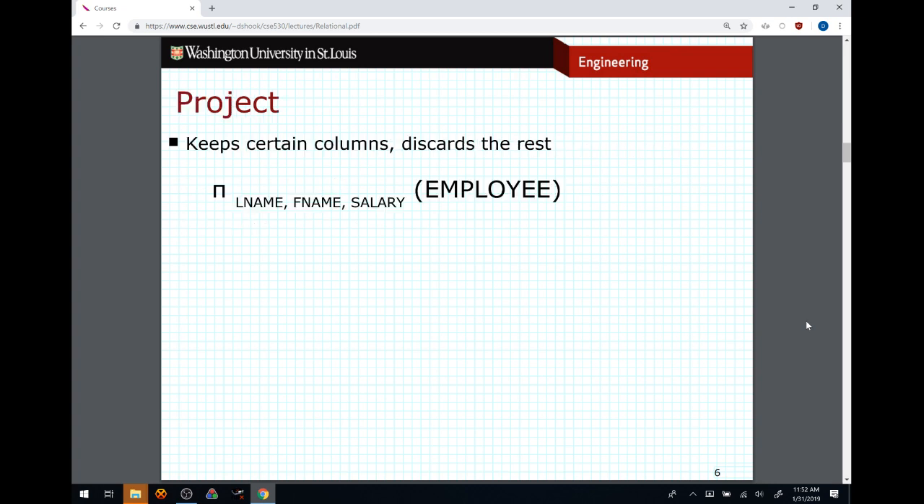The next operation to talk about is the project operation. For project, we use the capital Greek letter pi, followed by the names of columns that we want to keep. Any column that's on that list is going to be a column that we keep from the relation that's in the parentheses. Any columns that aren't on that list, we're going to chop off and throw away. So which SQL clause is this matching up with? Select. Select goes with project. Okay?